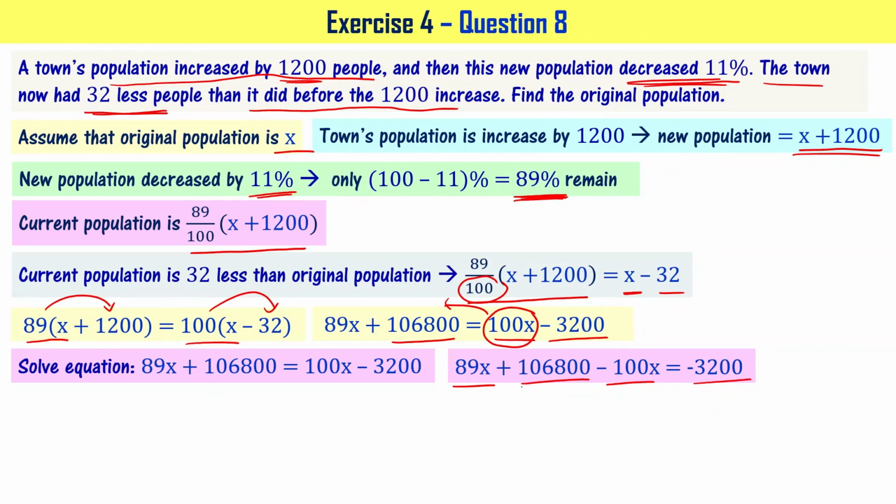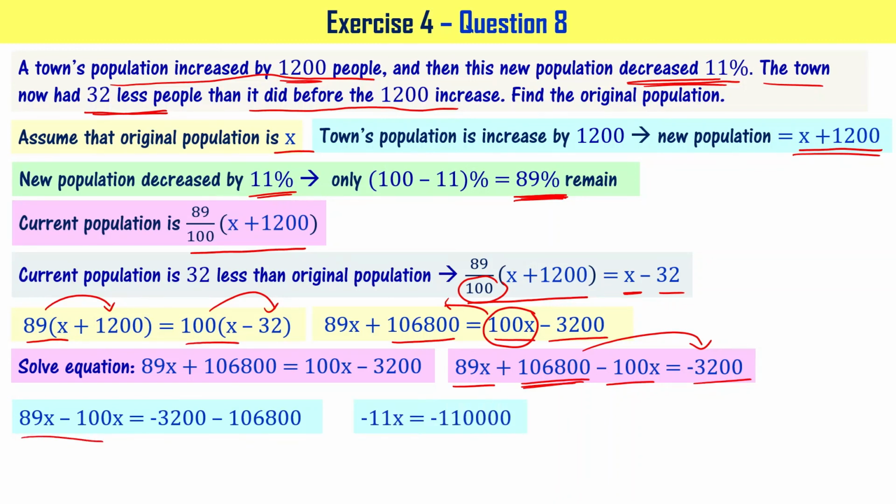Now I can transpose this particular number to the other side so that it becomes minus 1,06,800, right? Let me write that. 89x minus 100x equal to minus 3,200 minus 1,06,800, right? Now when you simplify this, you get minus 11x on the left hand side and minus 1,10,000 on the right hand side.